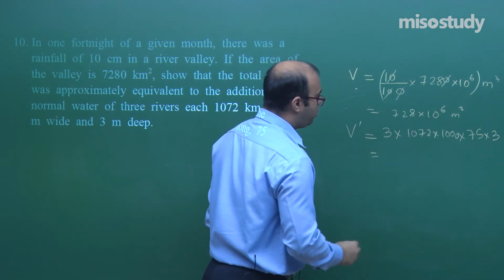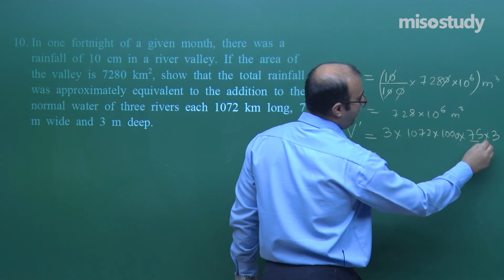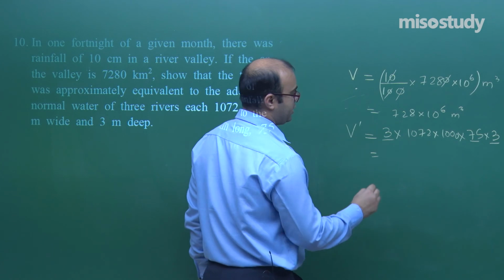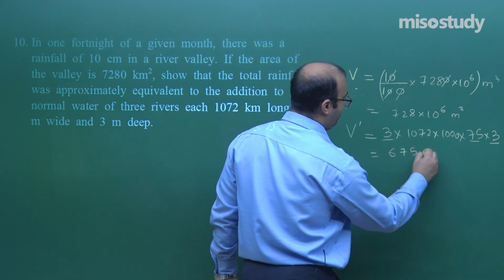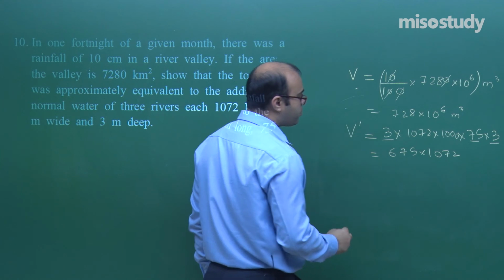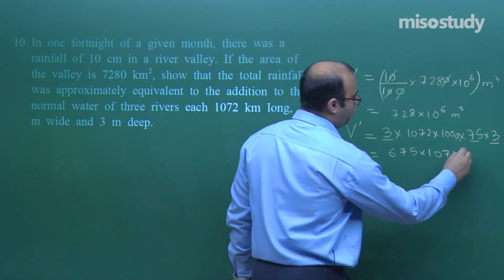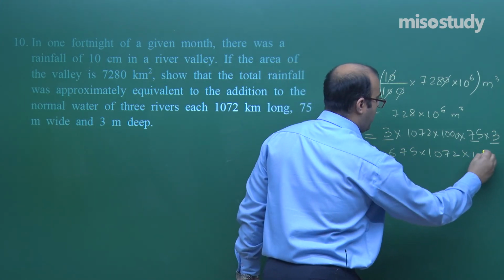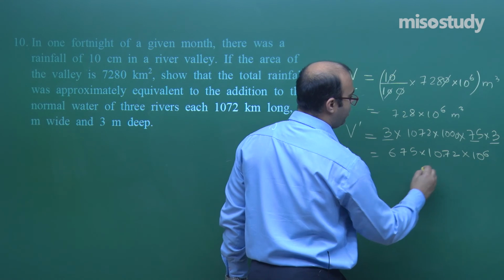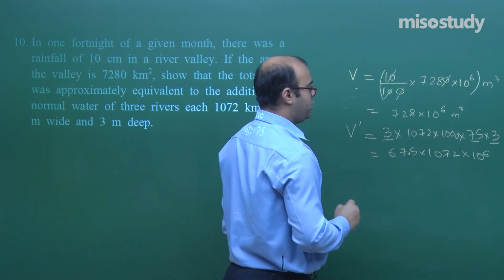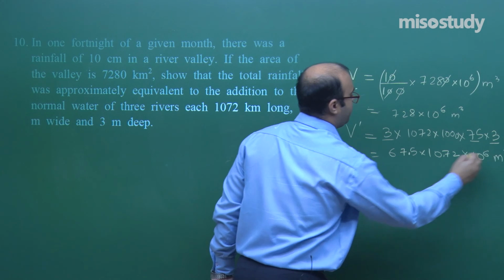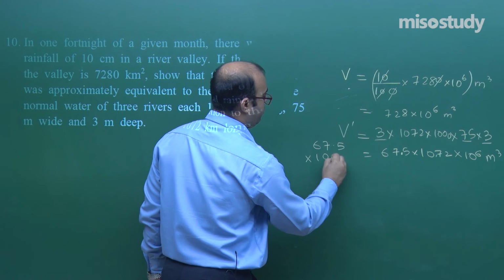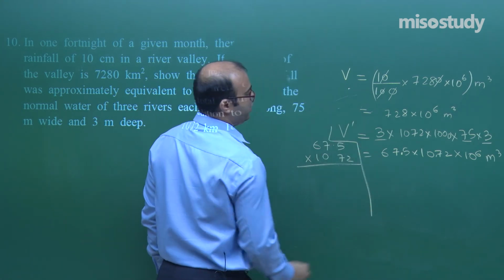Let us calculate this also. So, here we find out 75 into 3 is 225 and 225 into 3 is 675. So, 675 into 1072, this is what we get here, into 1000, that is 10 to the power 3. So, let us make it 10 to the power 6 and place 2 decimals here and 1 decimal, let us say, here. So, this is 10 to the power 6 meter cube. Now, let us multiply 10.72 with 67.5. So, 67.5 into 10.72 we have to calculate. Let us do this calculation.